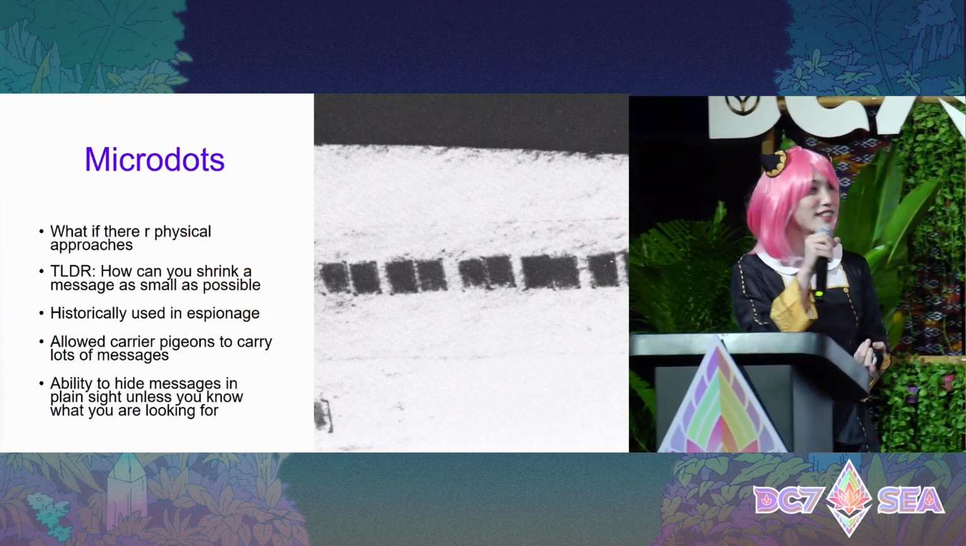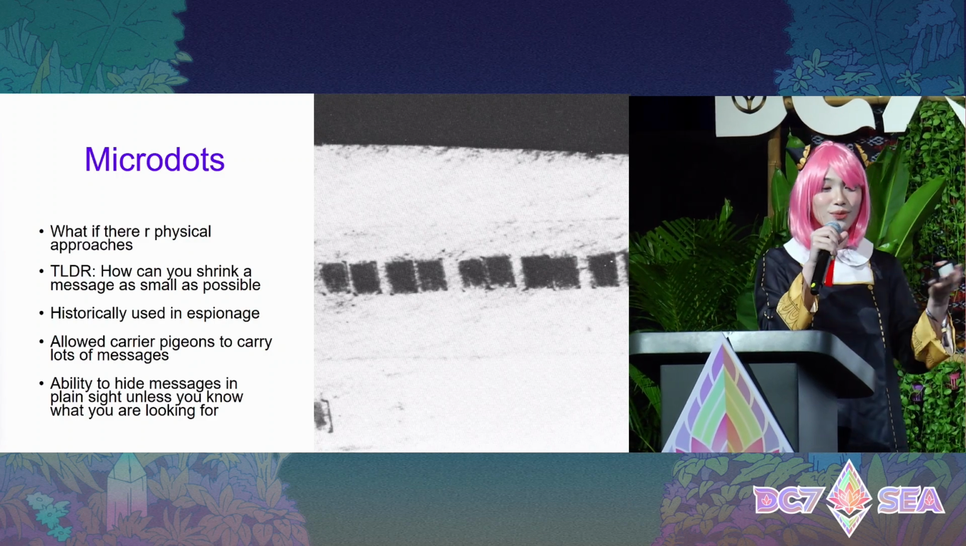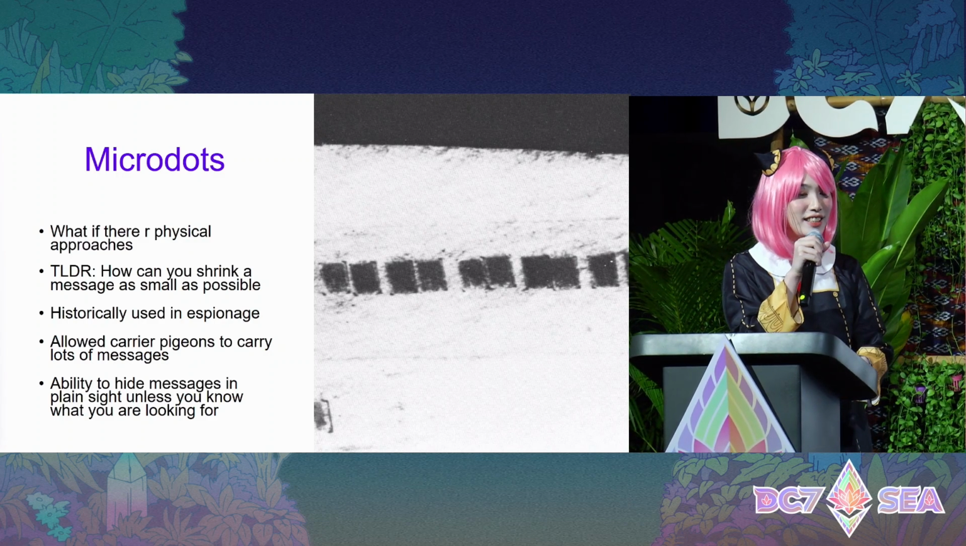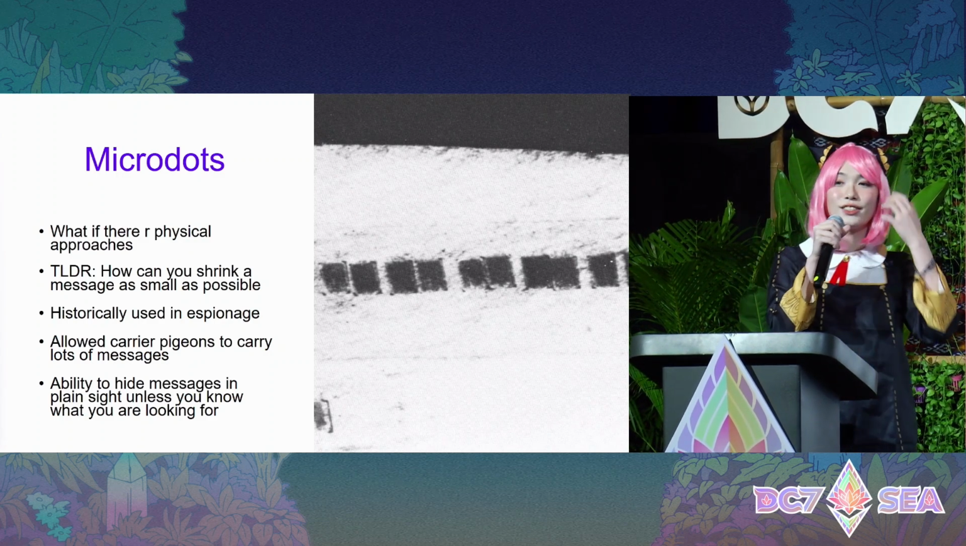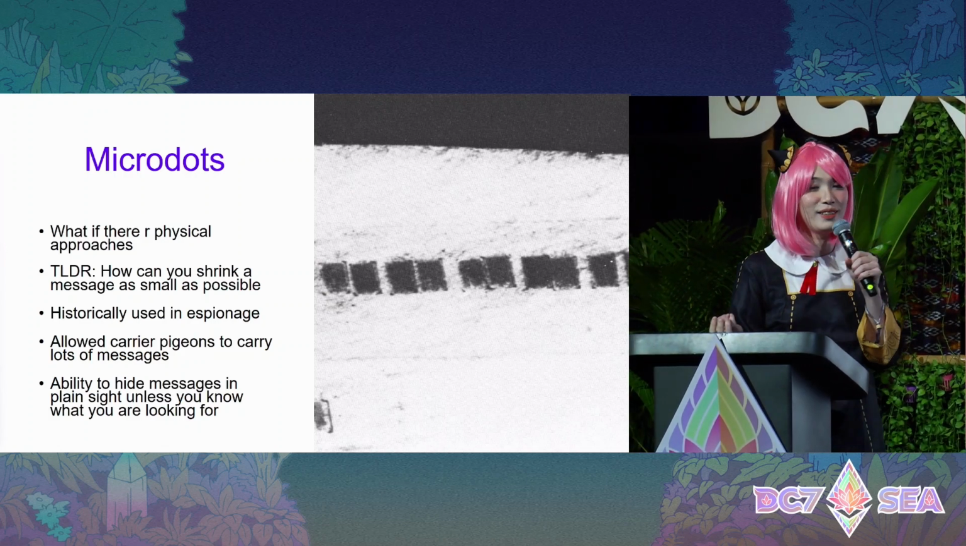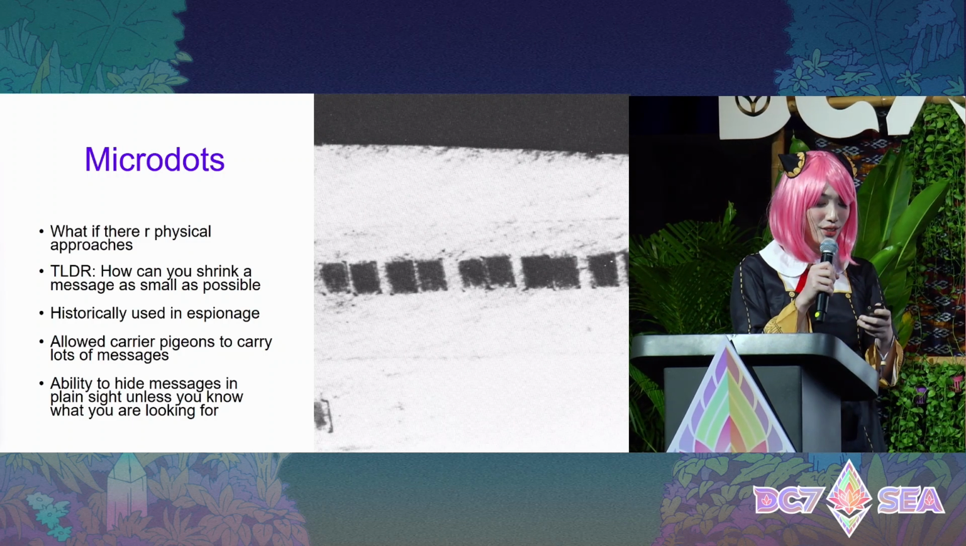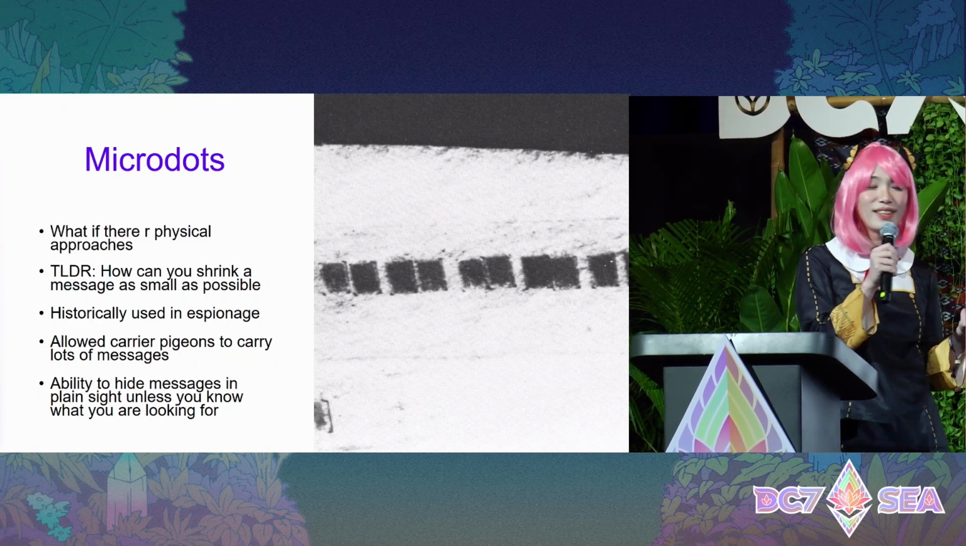So what if there are physical approaches of obfuscating information? This is one steganography technique, and it's called microdots. The reason I'm showing this Anya Forger today is because it has historically been used in espionage and by spies. The goal is essentially to hide messages in plain sight.